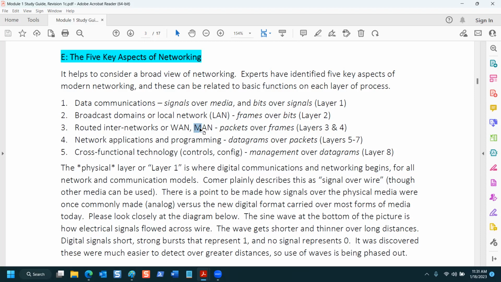A metropolitan area network would be 2 or more networks in the same geographical location, like a city, a metropolitan area, a university campus, a corporate headquarters where you have multiple buildings, multiple domains and all that, broadcast domains and so on.